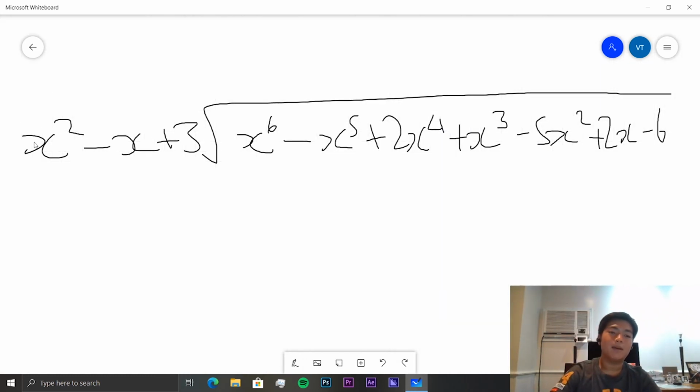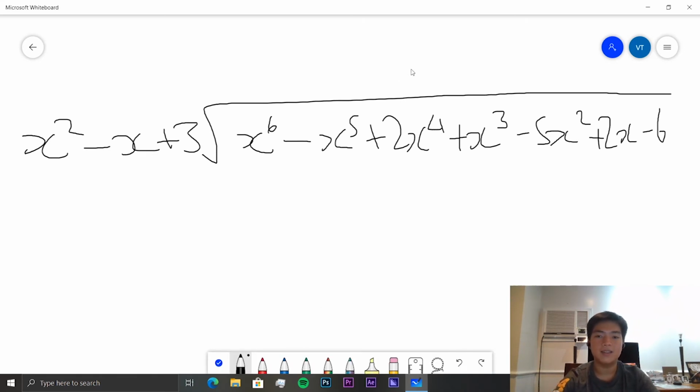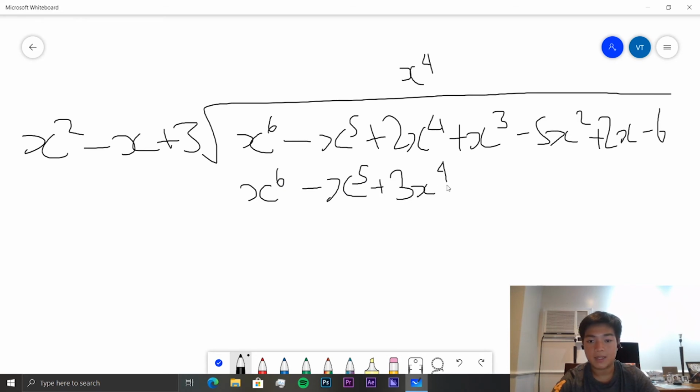So first, how many times does x squared go into x to the 6? We want to eliminate the first term, and the answer is x to the 4 times. What's x to the 4 times this entire thing? Well, that will be x to the 6 minus x to the 5 plus 3x to the 4. Subtracting these two, we get negative x to the 4.